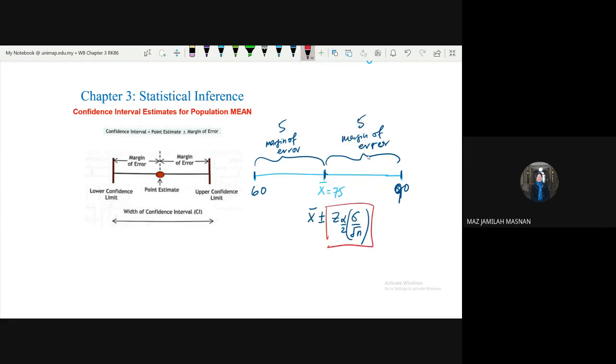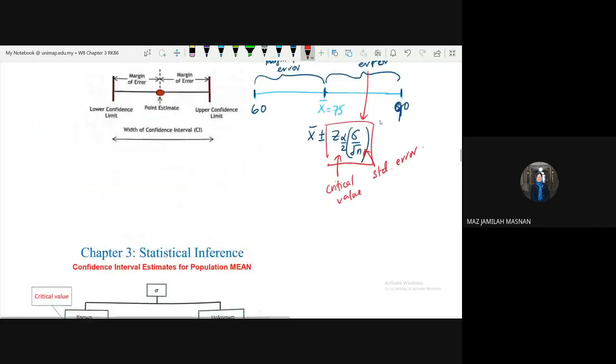Contributed by the plus minus here: z alpha over 2, the critical value, and the standard error. So that is given for the margin of error. Among other things that you need to be aware of in the confidence interval, the margin of error mostly will be used in a question regarding finding the number of samples involved in your investigation.